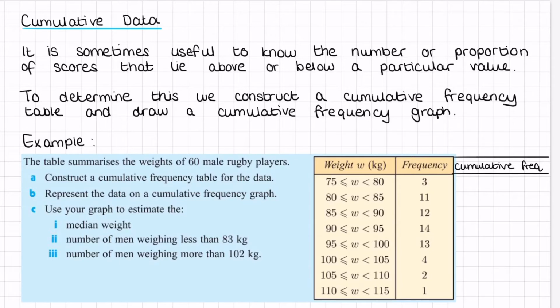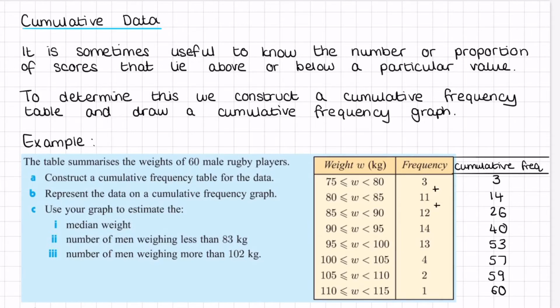So we start at the top, which is 3. Then to get the next value, we add the next frequency. So we do 3 plus 11, which would be 14. Then we add the next number, which is 12. So 14 plus 12 is 26. And we do carry on doing that process. So we add the next frequency on. So 26 plus 14 is 40. We then get 53, 57, 59, and 60.